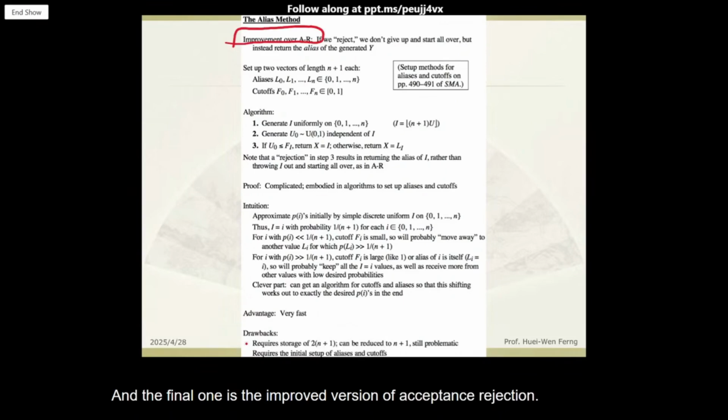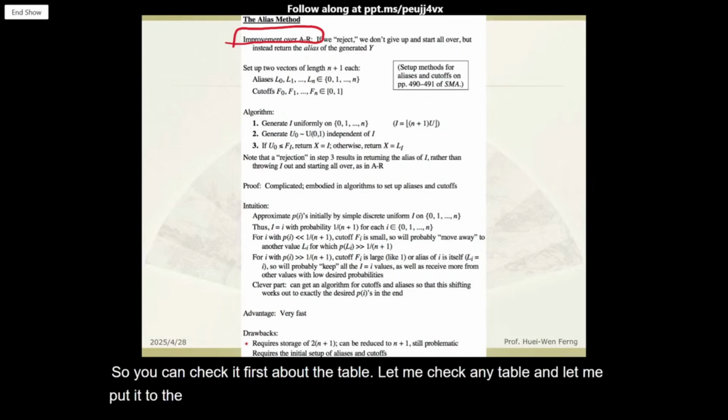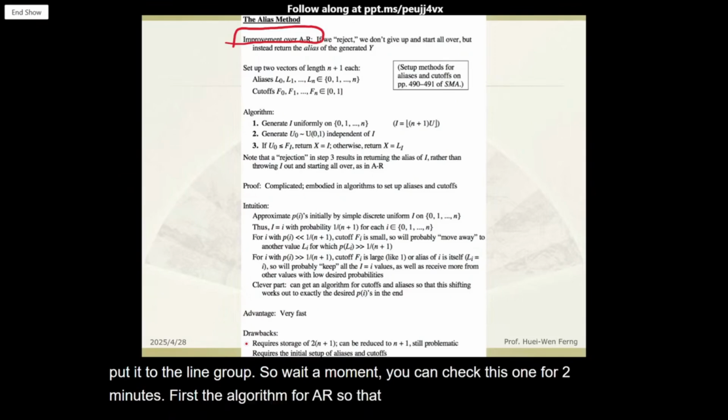All right, for acceptance rejection we have the algorithm here, so you can check it first. About the table, let me put it to the line group. So wait a moment. You can check this one for 2 minutes first. The improved algorithm for acceptance-rejection is the so-called alias method.